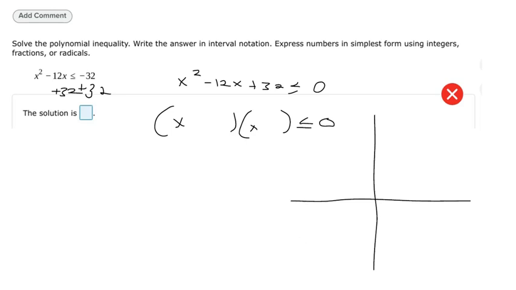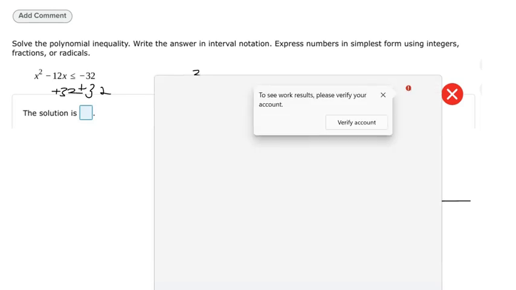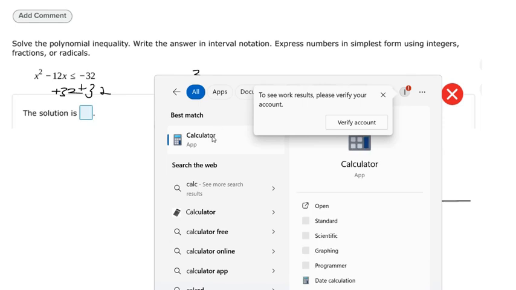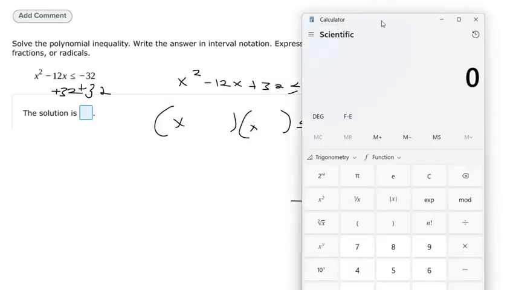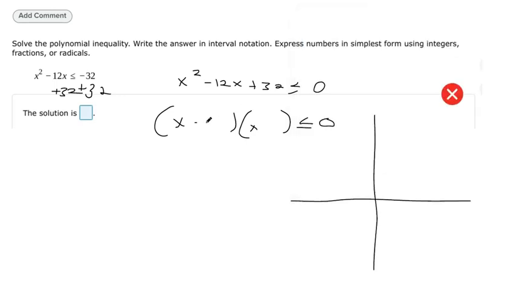Actually, maybe we can't factor this. Let me think. Need a calculator. Quick way to do it would be to take 32 divided by 2 makes 16, but we can't make 16 and 32 combined to somehow make negative 12 in the center. Let's do 32 divided by 4. How about negative 8 and negative 4? Because negative 8 times negative 4 makes a positive 32. Negative 8 plus negative 4 makes a negative 12.